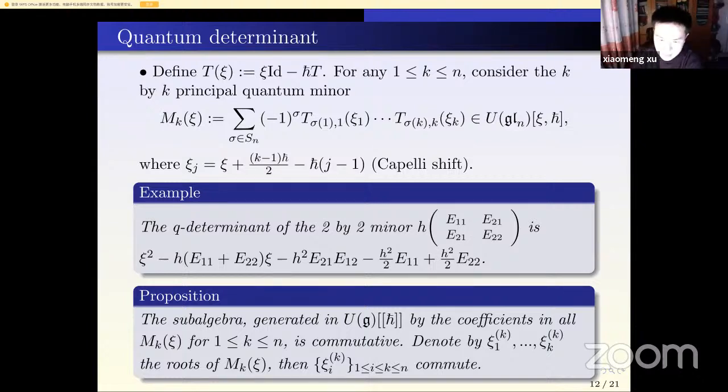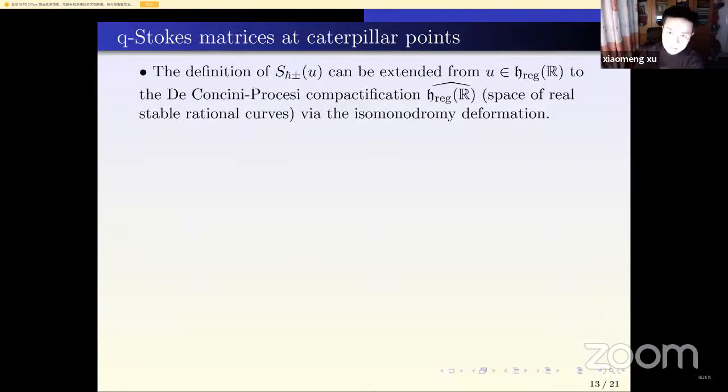Yeah, any questions on this notation? Okay, then I'm going to use these roots to write down the explicit formula for the quantum Ginzburg-Weinstein maps for some special U. So the idea is as follows. In general, the definition of Stokes matrices depends on this regular Cartan element. But somehow it's quite hard to compute. I guess people don't even know if their entries are new special functions or not.